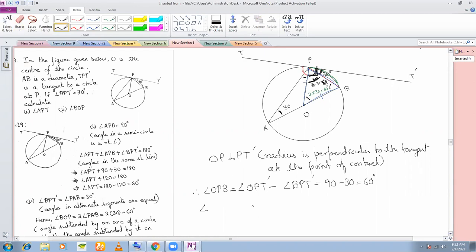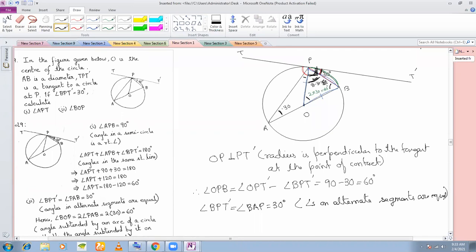Now, angle BPT dashed is equal to angle OAP, not OAP, BAP, or OAP also, same thing. BAP is equal to 30 degrees. Why? Because they are angles in alternate segments. Angles in alternate segments are equal.